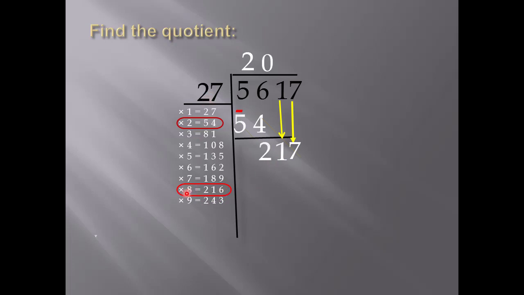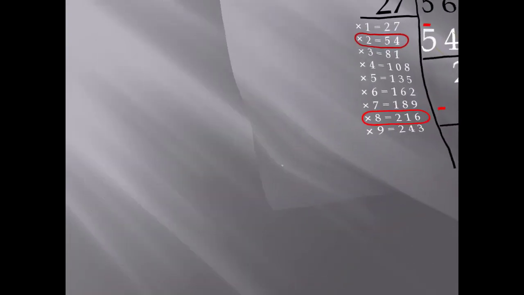216 divided by 27 is 8. So I write 8 up. Then 8 times 27 equals 216. And I subtract. The remainder here is 1. 217 minus 216 equals 1. So this is the remainder. We don't have any more digits to drop down. This number is less than the divisor, so we have finished, and the remainder is 1. 5617 divided by 27 is 208, and the remainder is 1. So the quotient or the result is 208, and the remainder here is 1.